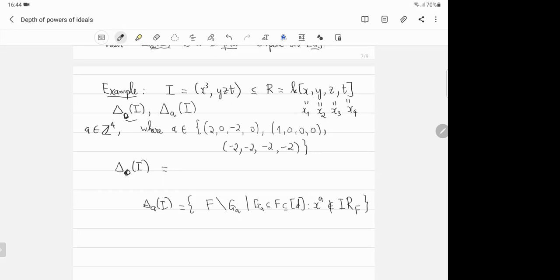In this case, we see that the negative support of this is, of course, the empty set, right? The zero vector has no negative component. x to the A, x to the 0 is 1, right? So from this formula, you see that delta 0 of I is all the F in the set x, y, z, t. We regard the index directly as a variable.